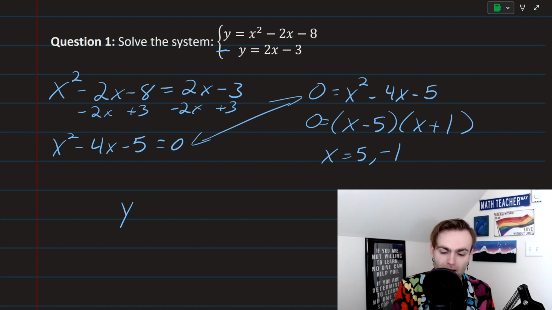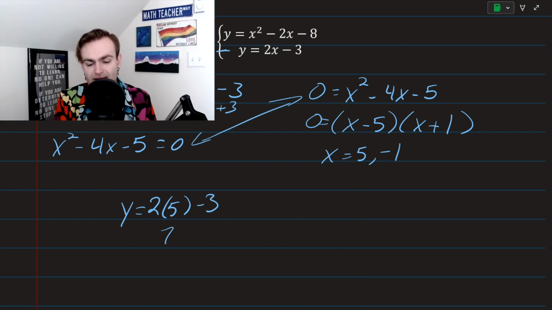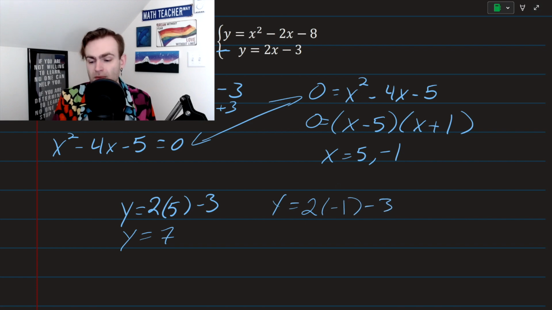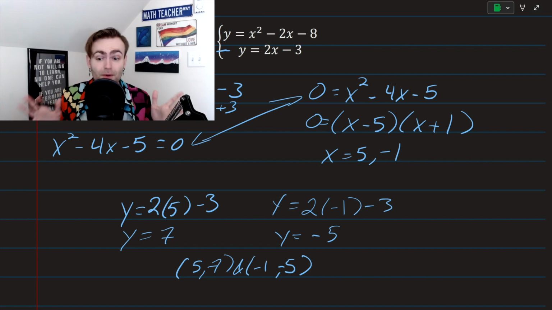So y equals 2 times 5 minus 3, we get 10 minus 3, that is 7, so we get y equals 7. And for the negative 1, we have y equals 2 times negative 1 minus 3. 2 times negative 1 is negative 2, minus 3 would be negative 5. So our solutions are (5, 7) and (negative 1, negative 5). And there you go. There we have it.